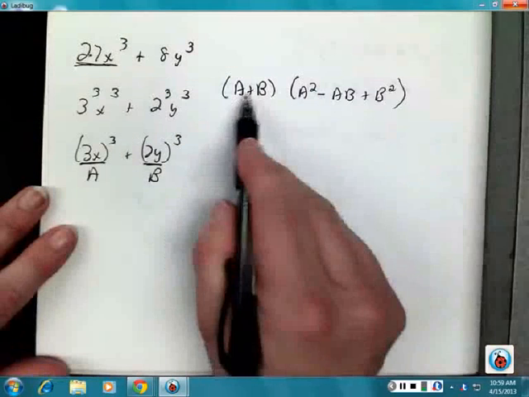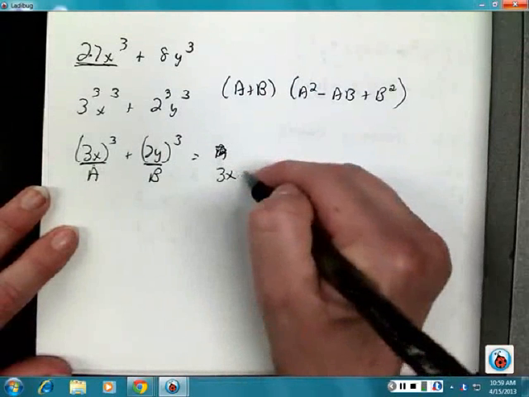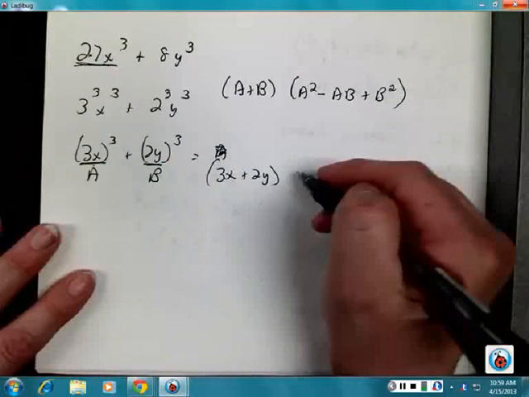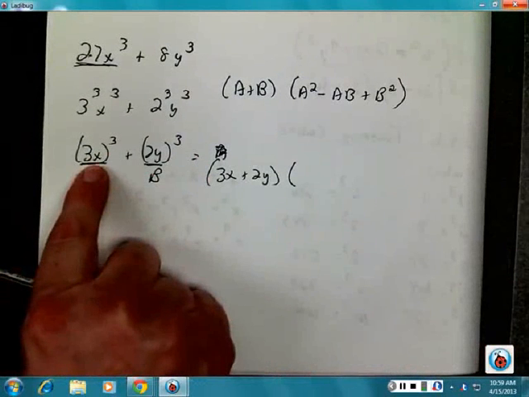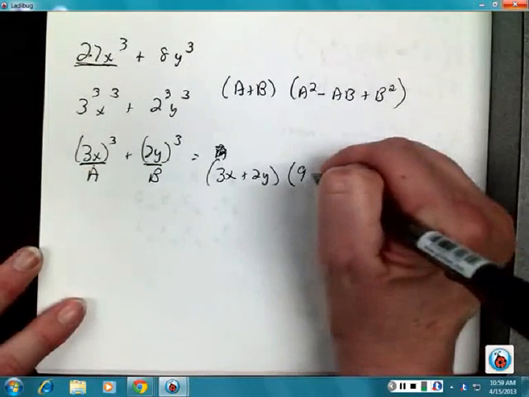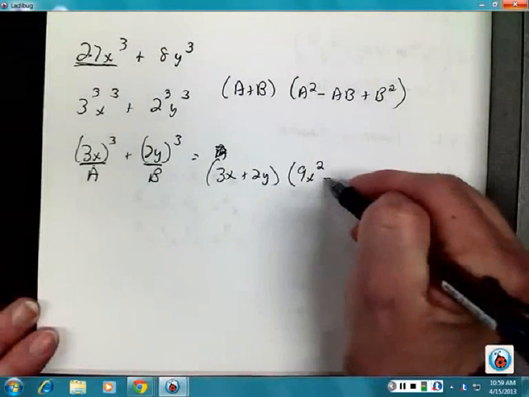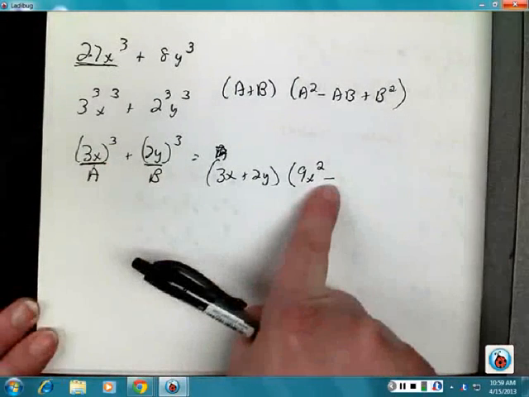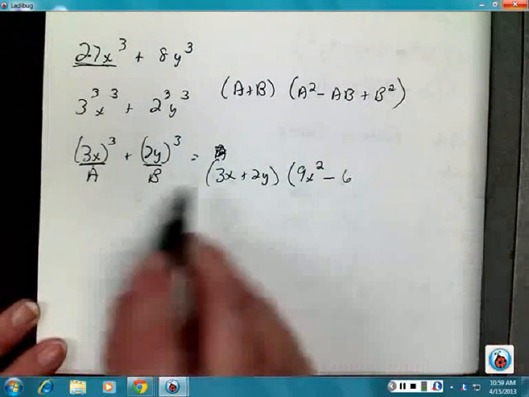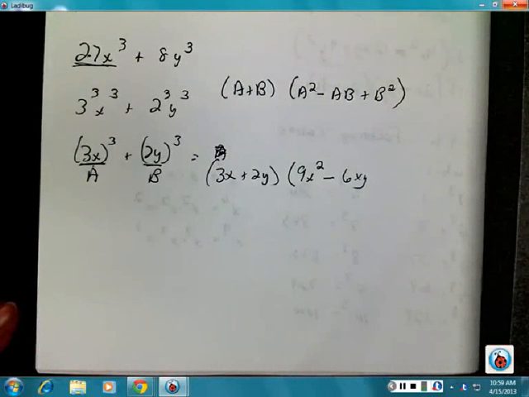So if I match it, it's going to be the a part, or 3x, plus the b part, 2y. Then the second part, I'm going to square 3x. So 3x times 3x. What's 3x times 3x? 9x squared. We okay with that part? Then it's the opposite sign of what you have originally, so it's a subtraction. Then a times b, so 3 times 2 is 6. x times y is xy. So far so good? Okay.